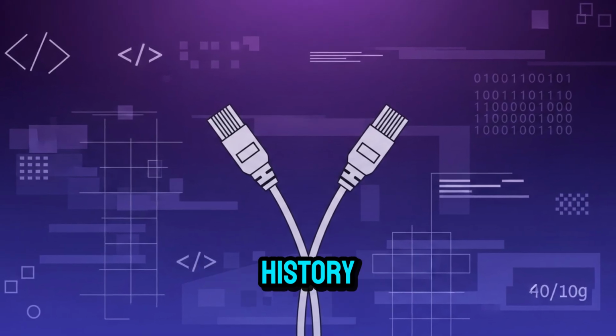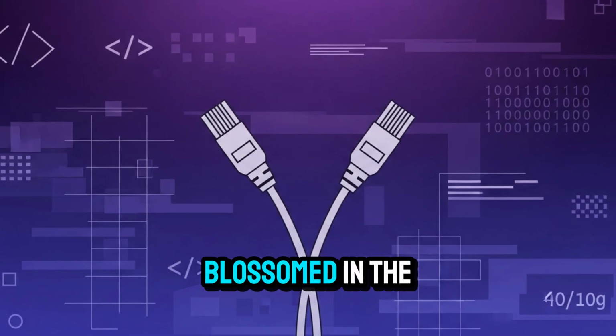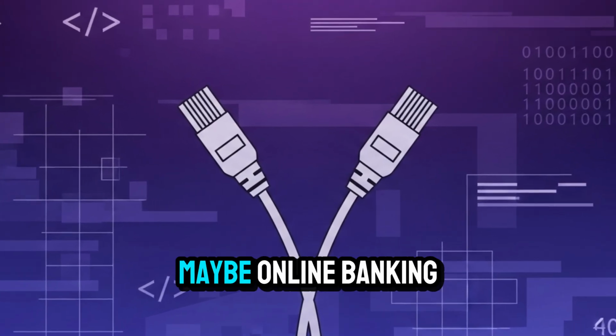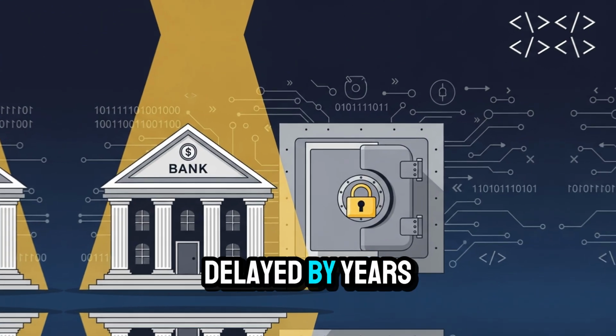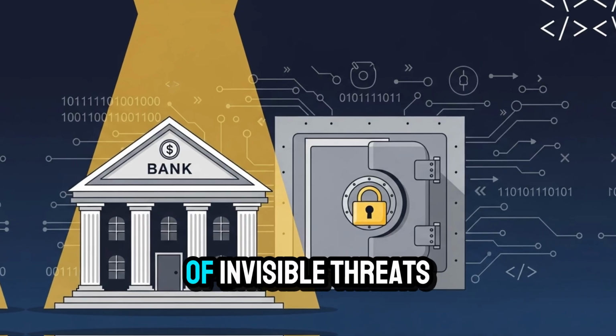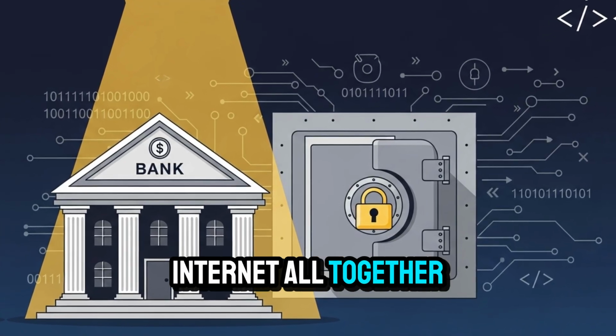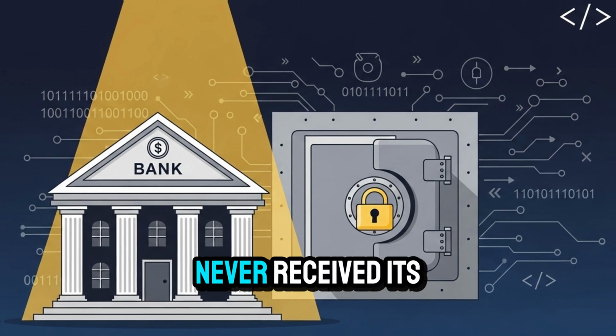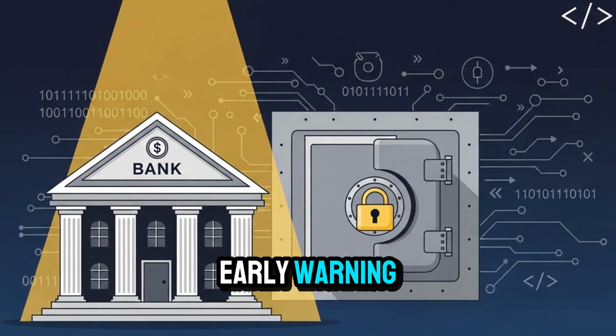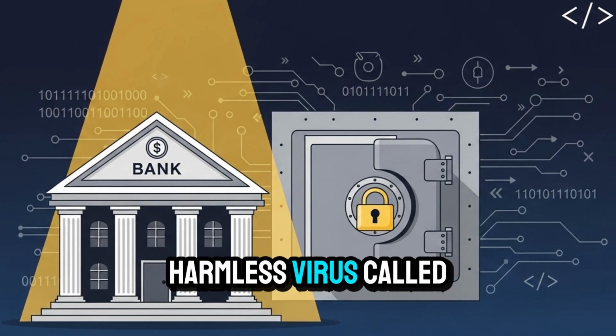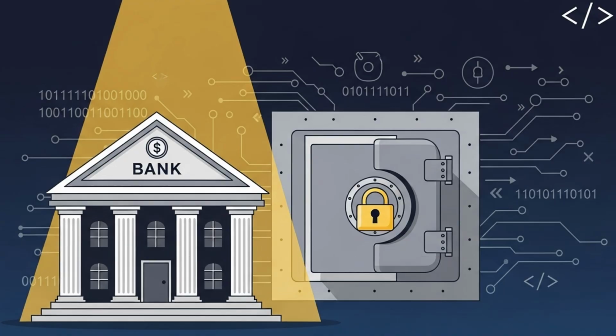In this alternate history, maybe e-commerce would not have blossomed in the 1990s. Maybe online banking would have been delayed by years. Maybe the fear of invisible threats would have made ordinary people turn away from the internet altogether. And all because the world never received its early warning, a small, almost harmless virus called Brain.